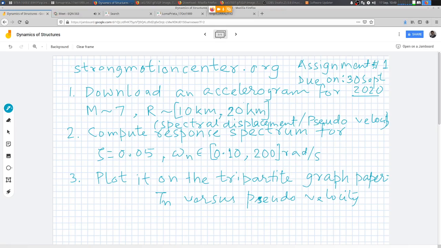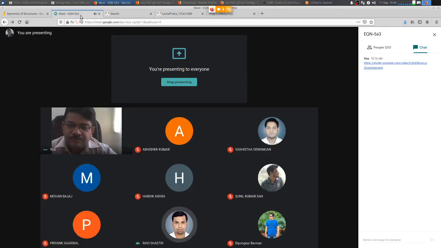So any questions? Sir, one thing. This graph paper, we will draw Tn versus pseudo velocity manually, or is it to be done by software only? Whatever you like. You have the graph paper available for download on the course web page, Moodle. You can also find a utility to plot it using any computer software, go ahead, do that, no issues.